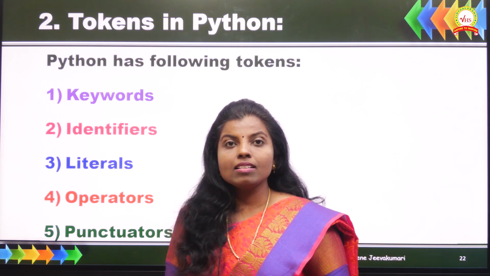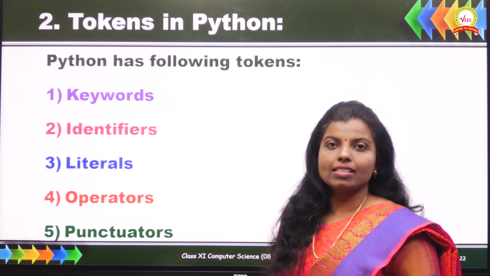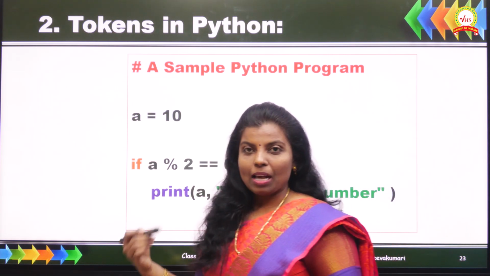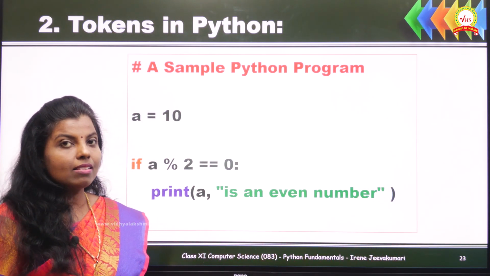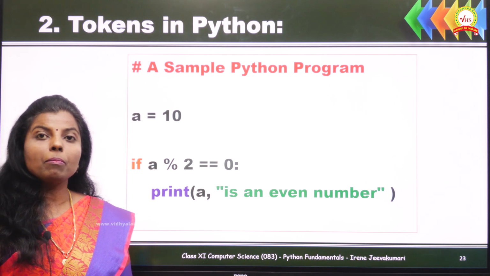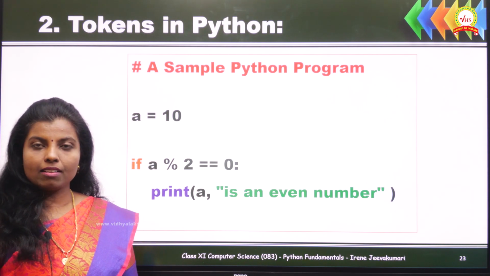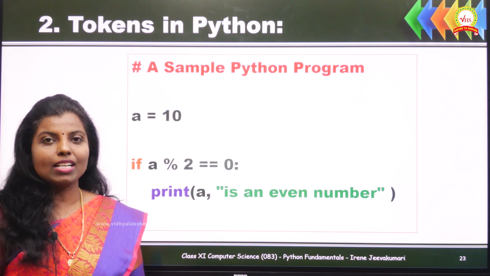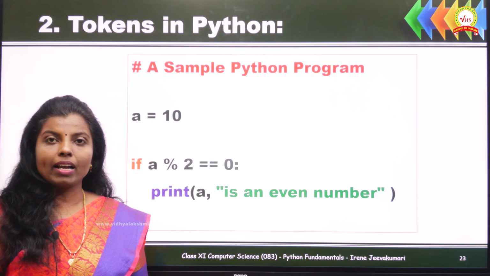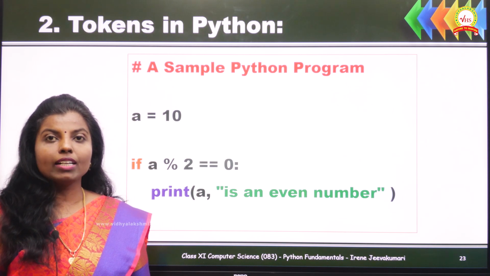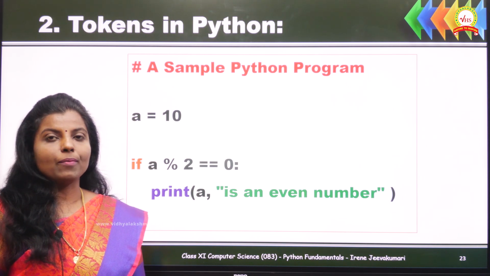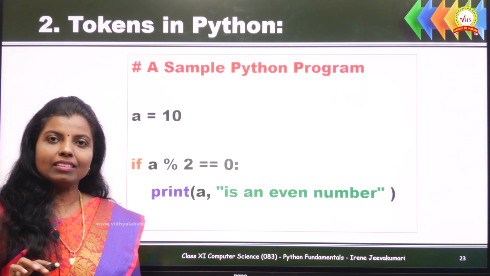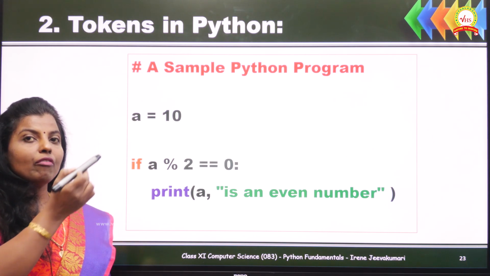Let us see all these keywords, identifiers, literals, operators and punctuators through a sample Python program. This program starts with a comment statement. If a statement begins with a hash symbol, it is referred to as a comment statement. Comments are not considered programming statements. They are ignored by the language compiler or interpreter. In Python we use an interpreter, so the Python interpreter ignores all comments. So we are also going to ignore this comment statement and start viewing from the next line.